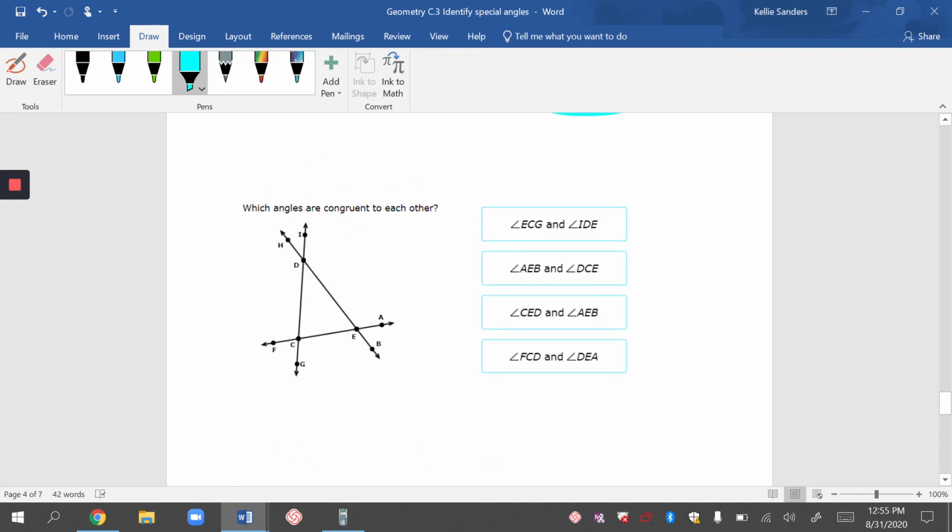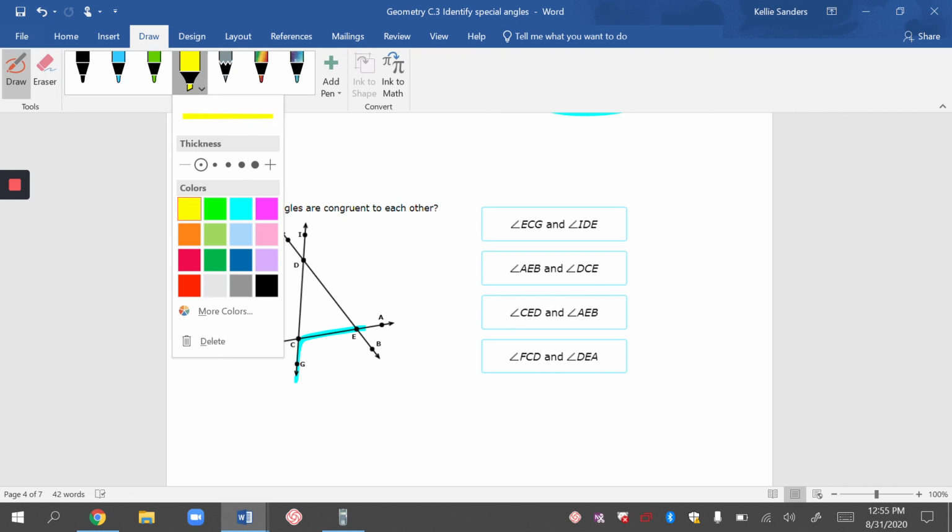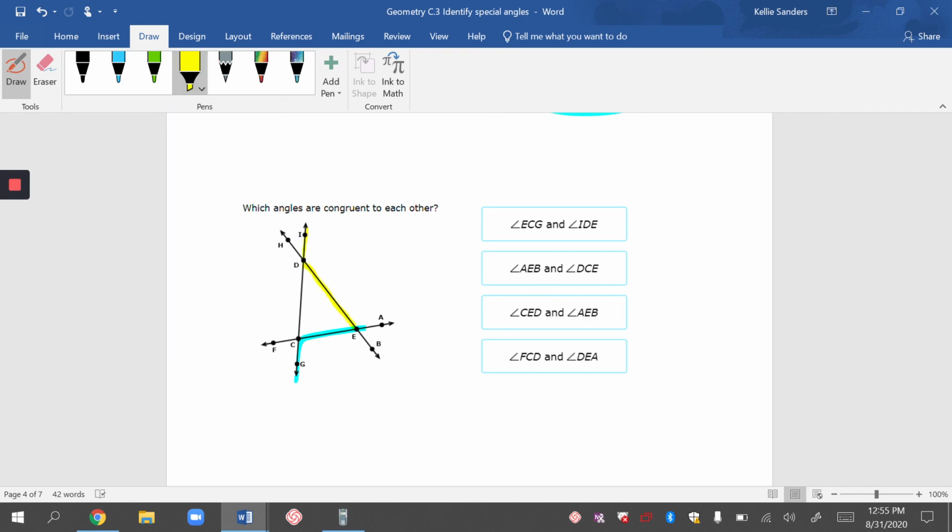Which angles are congruent to each other? ECG, IDE. Okay, congruent means same or equal. This and this angle, I don't know if they're congruent. They kind of look like they are, but we cannot assume anything. So it's not going to be that one.